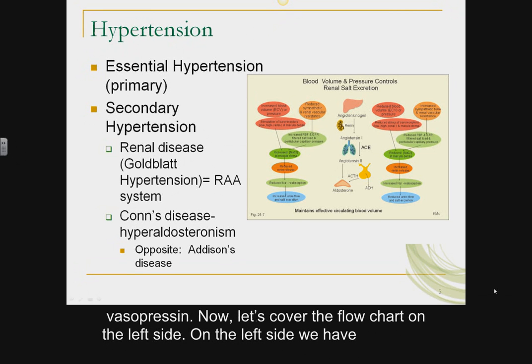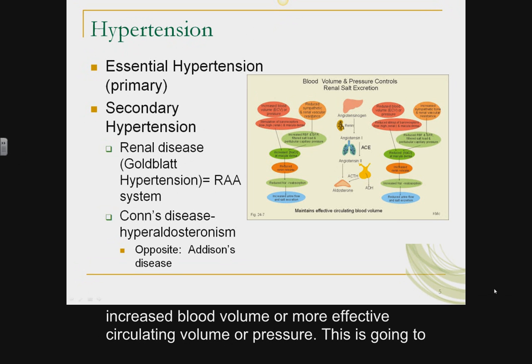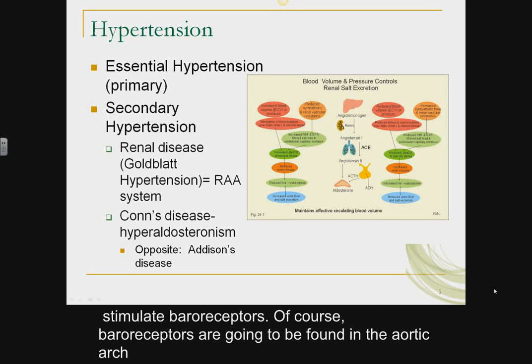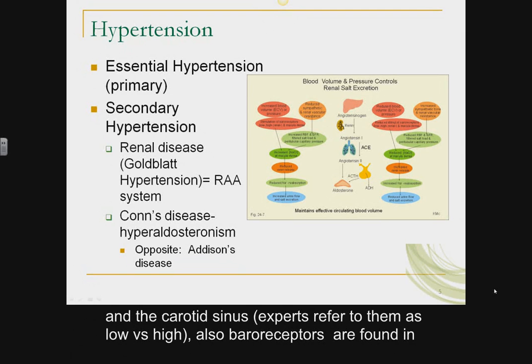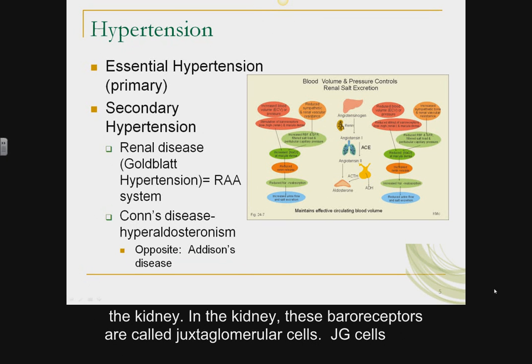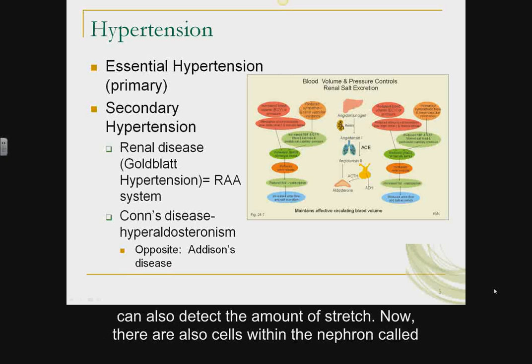Now let's cover the flow chart on the left side. On the left side we have increased blood volume or more effective circulating volume or pressure. This is going to stimulate baroreceptors. Of course, baroreceptors are found in the aortic arch and the carotid sinus. Experts refer to them as low versus high. But also, baroreceptors are found in the kidney. In the kidney, these baroreceptors are called juxtaglomerular cells. JG cells can also detect the amount of stretch.